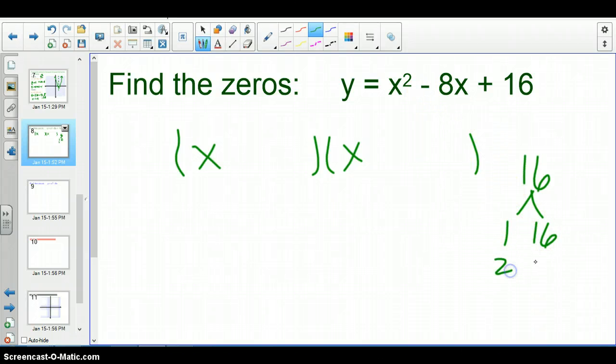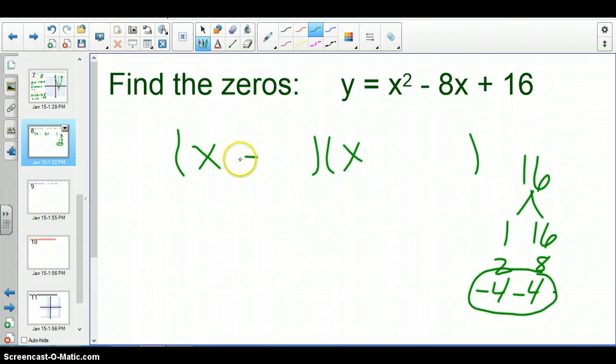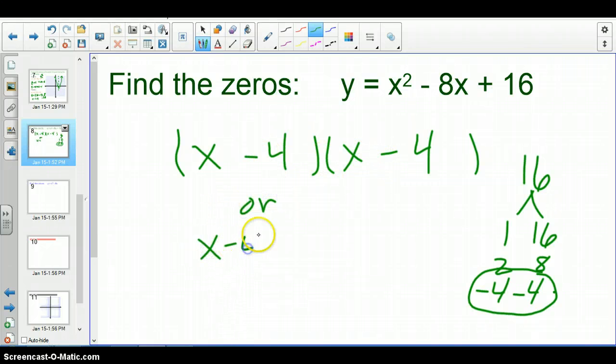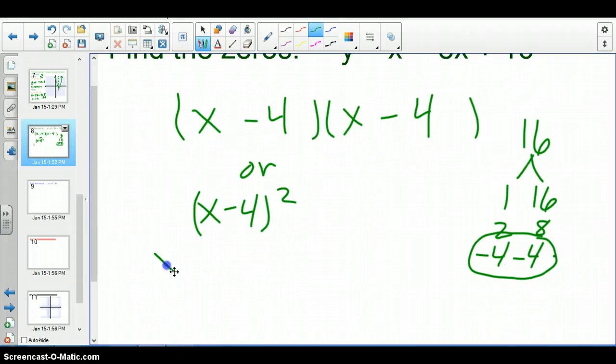So we have 1 and 16, 2 and 8, and 4 and 4. Well, if we look here, there's only one way that we can get 8 when we add these numbers, and that's these 4s. Now we need a negative 8, so they're both going to have to be negative. So if we multiply negative 4 times negative 4, that's going to get us a positive 16. So go ahead and fill these in. Now you see that we have x minus 4 times x minus 4. So we can also write that as x minus 4 squared. That means our answer is going to be x equals 4.